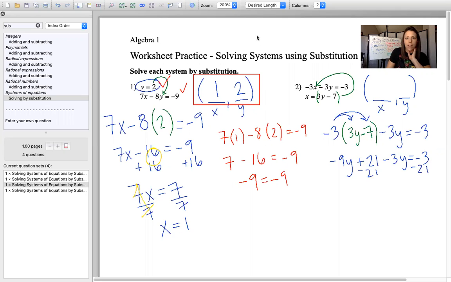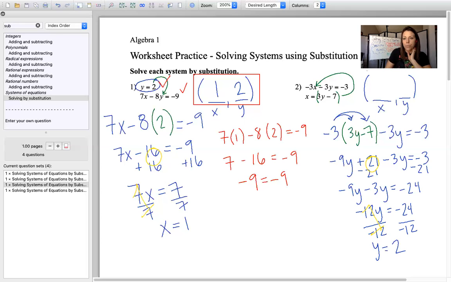I want to get it out of there. So I subtract the 21 because that creates a 0 term. That leaves me with negative 9y minus 3y equals negative 24. Combine like terms: negative 9y minus 3y is negative 12y. Then divide both sides by negative 12, because that's a 1 factor, and I get y equals 2.